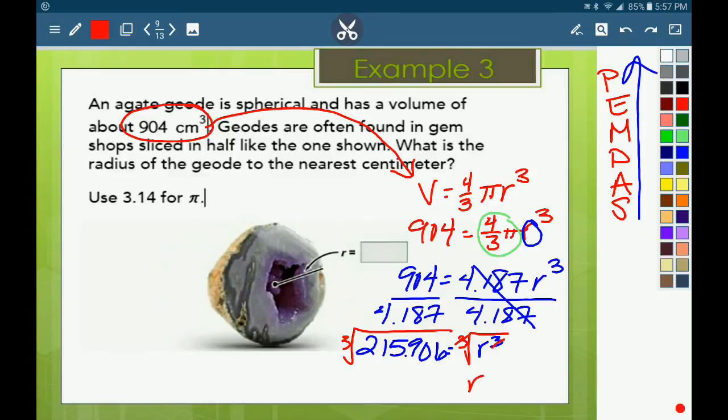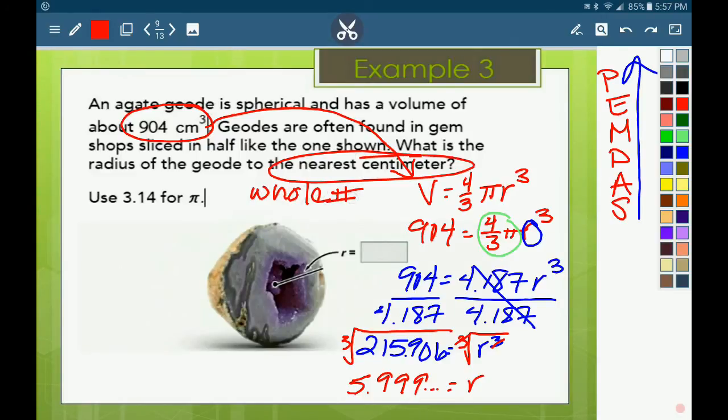So radius is equal to 5.999, and there are more numbers after that, but it says to the nearest centimeter, so that means to the nearest whole number. Okay, so all I really need is that 10th, that 9 right there, that will round that 5 up to a 6. So my radius is equal to 6 centimeters. Okay, and I'll write it over here as well, just in case you can't see that.